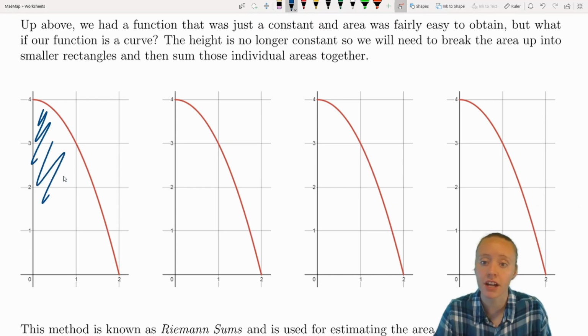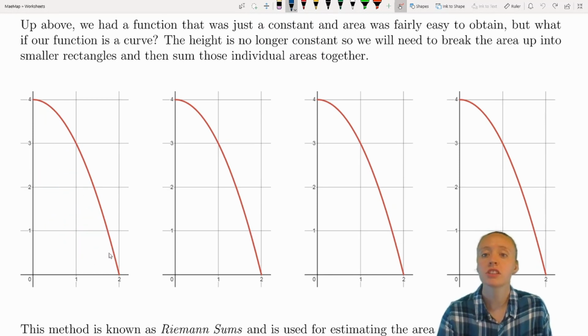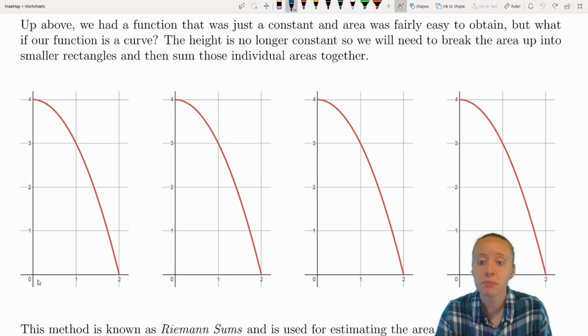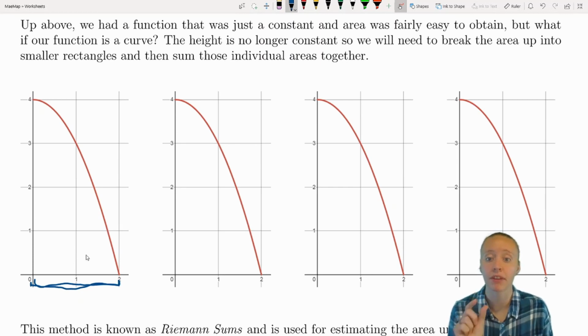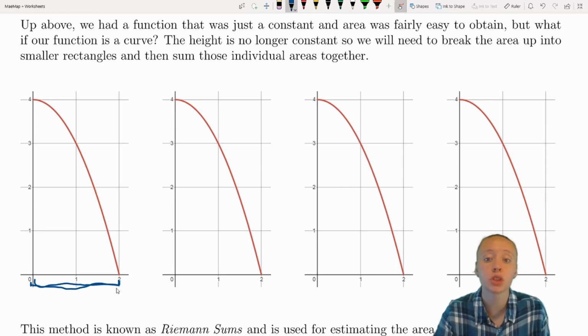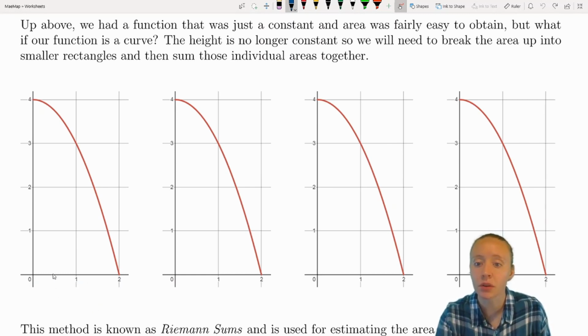So if I'm trying to find the area under here, let's start by first breaking it up into, let's do 4 separate rectangles. So if I break this area up into 4 individual rectangles, I want the same width for each of my rectangles. So if I have an interval of 2 and I want 4 rectangles within there, well then each rectangle is going to be 1/2 in width. So you can kind of see how I've marked the bottoms of my rectangles below.